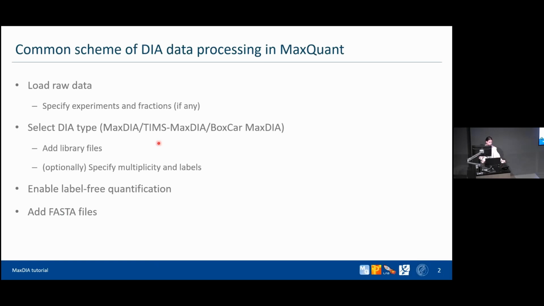These are the general steps that you need to take to process DIA data in MaxQuant. You need to load raw data and specify the experiments and fractions if you had fractionated data. Then you select the type and add spectral library files. If your experiment involved multiplex data, then you specify your multiplicity and labels. You enable label-free quantification, and then you add the FASTA files of the reference proteins, the reference proteome of the organism that you studied.